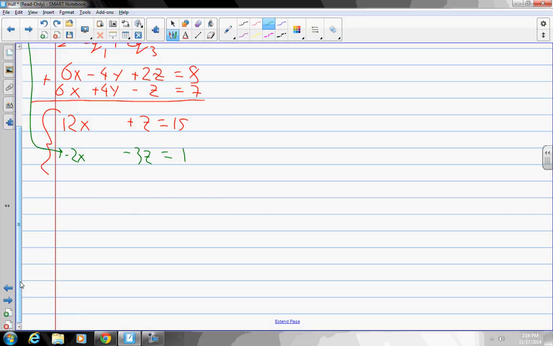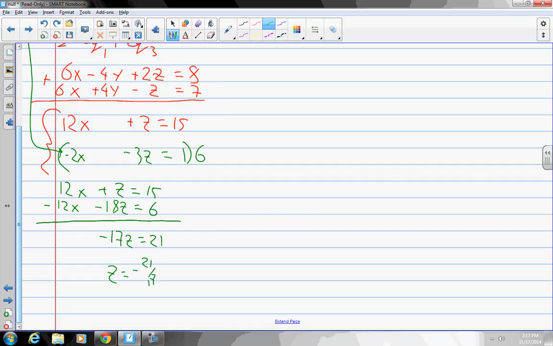So we'll use this 2 by 2. I can multiply the bottom one by 6. So that gives me 12x plus z equals 15, and negative 12x minus 18z equals 6. Is that correct? Yeah? Add them. It cancels. Negative 17z equals 21. So z is negative 21 over 17. Right? I can take that number and plug it back into one of these equations to solve for x, but I think it's easier to eliminate z's and solve for x that way.